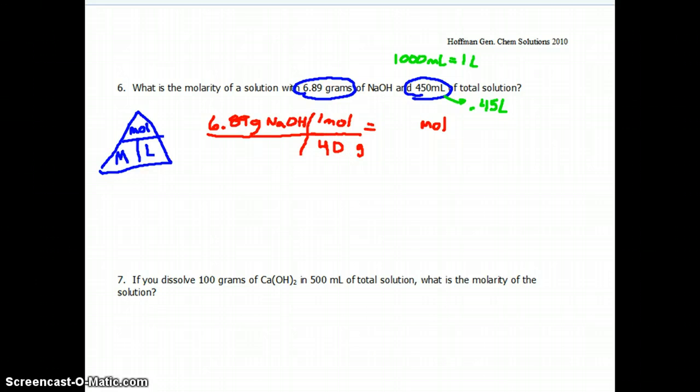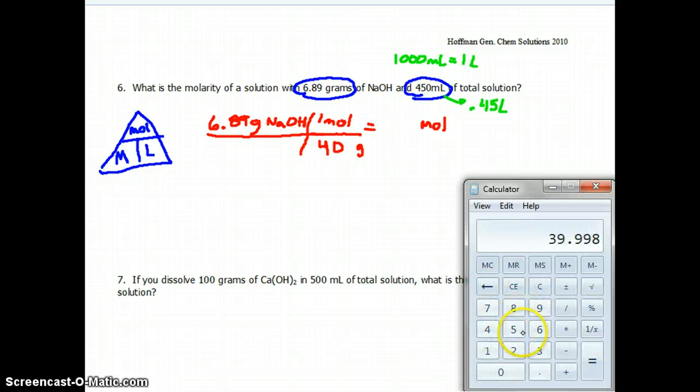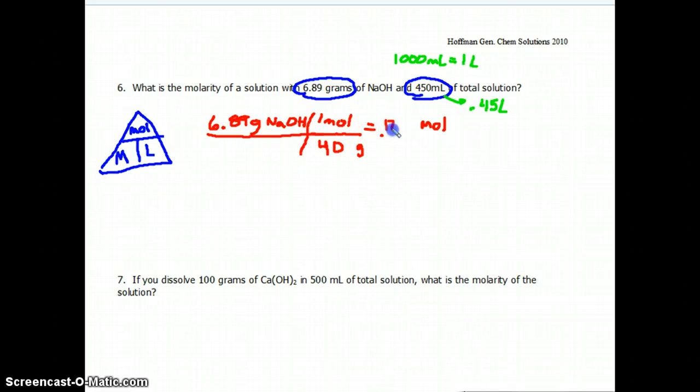All right, and so 6.89 divided by 40 gives us 0.17225 moles. We have our moles. We have our liters. We can now calculate molarity.